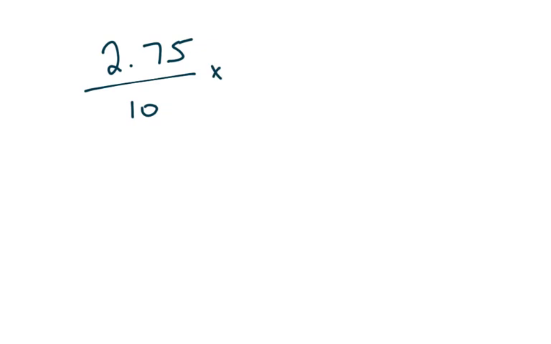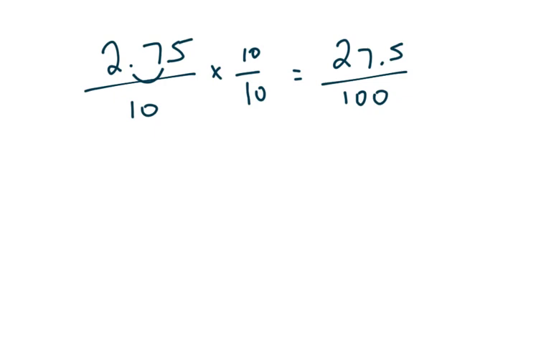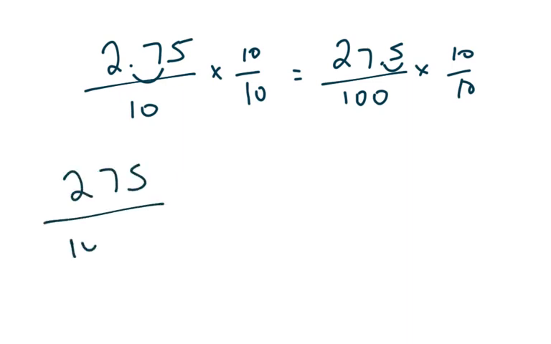So remember, we're going to keep multiplying by 10 over 10 until we get rid of that decimal. So we'll move it over 1, 27.5 over 10 times 10 is 100. We still have a decimal in the numerator, so we're going to keep multiplying by 10 over 10. Move it over 1, and now we're good. So 275 over 1,000.